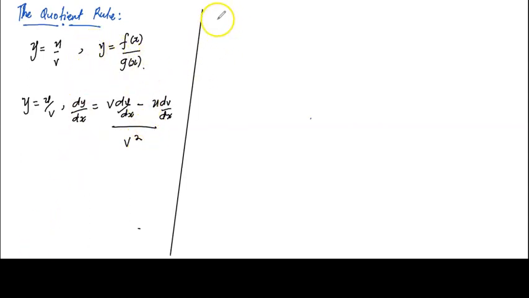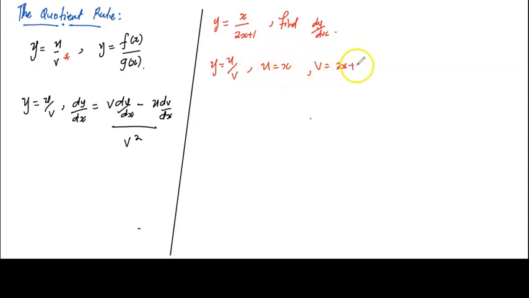Let us look at an example here. Given that y equals x over 2x plus 1, we want to find the derivative, dy/dx. So that means, if you can see from our formula of the quotient rule, all we need to identify is the u and the v. You can see from our function that our u is going to be x and the v is going to be 2x plus 1.